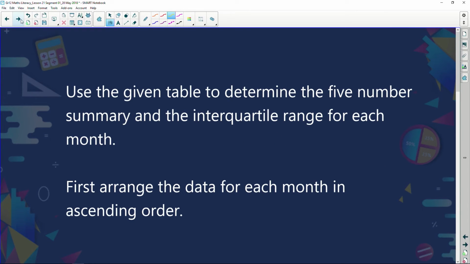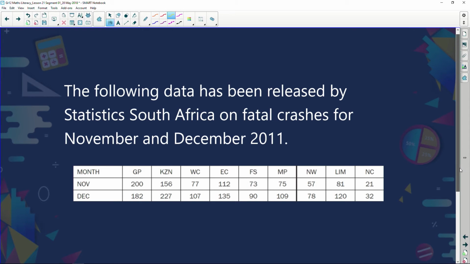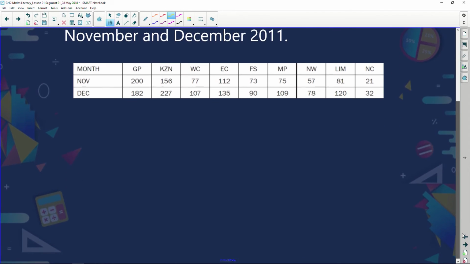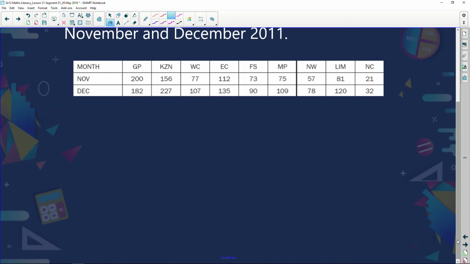Now, what does our question say? Our first one says, use the given table to determine the 5-number summary and the interquartile range for each month. Okay, so let's have a look at it. We first of all are going to look at our month of November. Now remember, before we can find the quartiles or the median, we've got to put our data in order, from my lowest value all the way to the highest value. So that's what we're going to do. I'm going to need you to help me out here, so keep watching carefully.